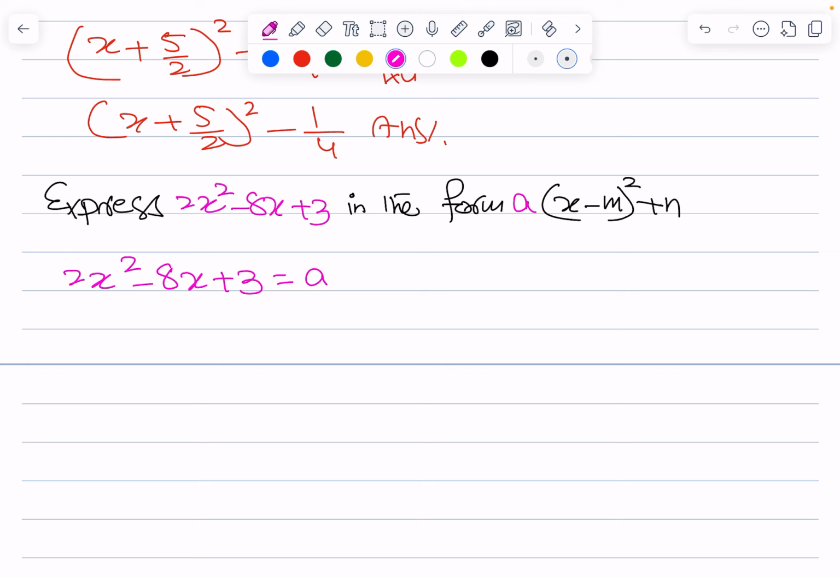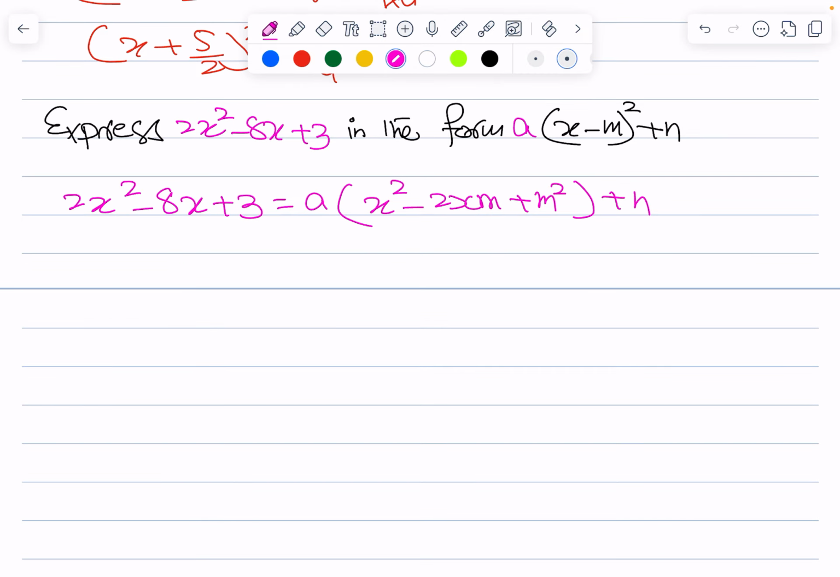So here we expand: x square minus 2xm plus m square, and plus n. Now compare the coefficients. The coefficient of x square here is 2, and on the right side the coefficient of x square is a. So we have a is equal to 2. The answer for a has come.